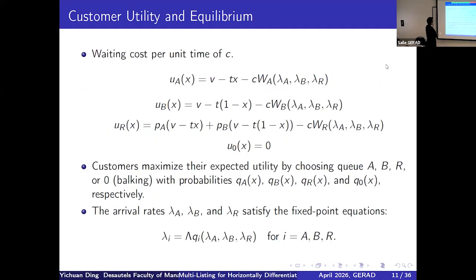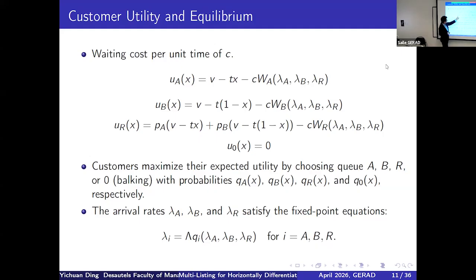We then look at the customer's utility. If you are a customer with parameter X, the X reflects your preference between these two different types of housing, right? So you have a utility V minus TX. V is the baseline, and TX is the cost if you choose the Iona house. Because X is the distance between you and 0, that will be the utility you get when you choose QA.